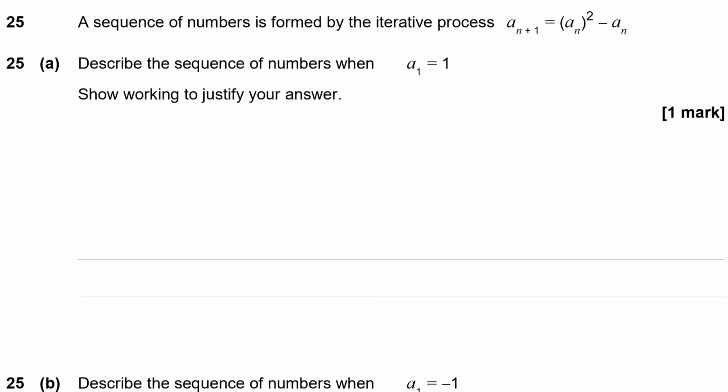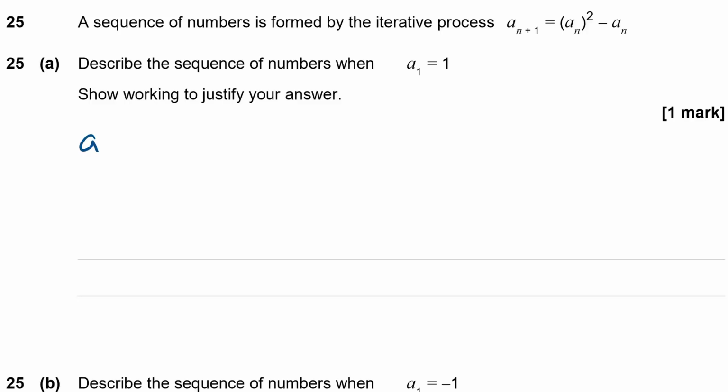Question 25. A sequence of numbers is formed by the iterative process a_(n+1) = a_n squared minus a_n. Describe the sequence of numbers when a_1 equals 1 and show working to justify your answer. Okay, so in this iterative process, we get the next term of our sequence by taking the previous term, squaring it, and then subtracting off the previous term.